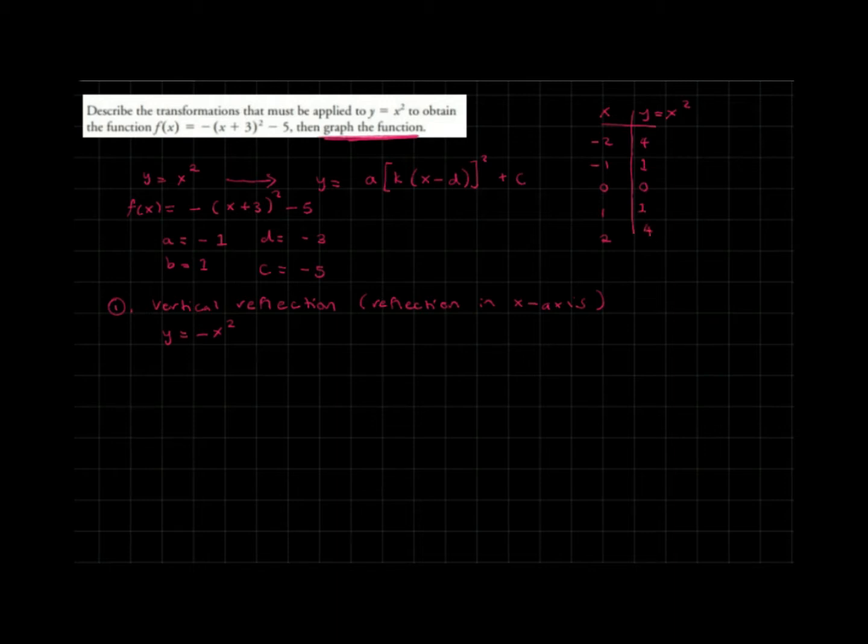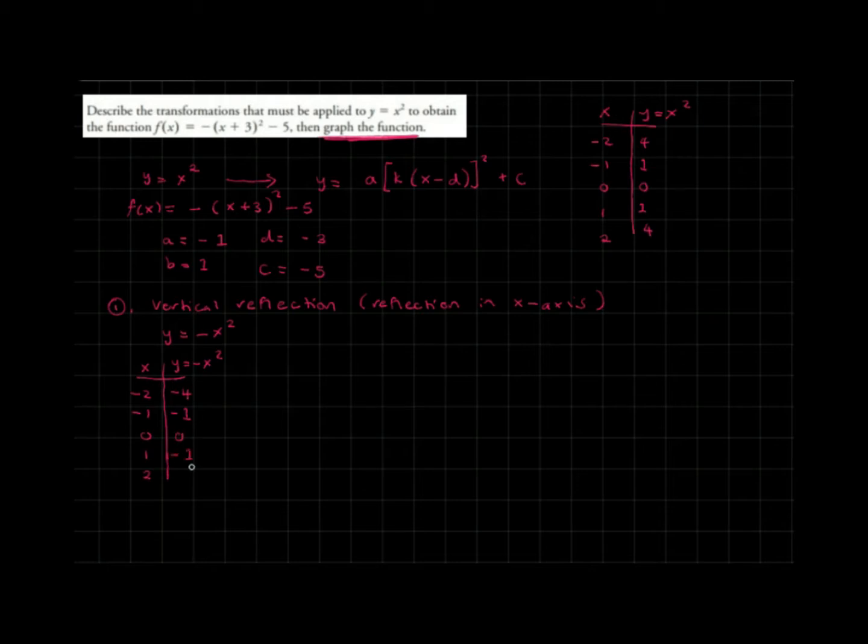Okay. In a vertical reflection, all of the y values will become negatives. Your x values won't change. So vertical transformations will not change the x values. In this case, I'm going to copy down my x values from my previous parent function, and now we're going to have negative y, or basically y is equal to negative x squared. So you're going to see negative 4, negative 1.